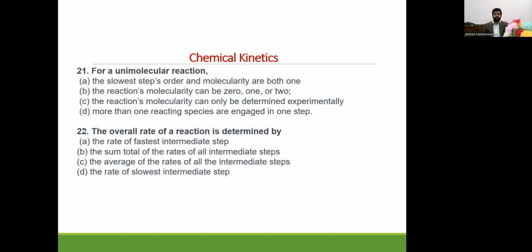Question 22, the overall rate of reaction is determined by: the rate of fast intermediate step, the sum total of the rates of all intermediate steps, the average of the rates of all the intermediate steps, the rate of the slowest intermediate step. So the right option is the last option. The rate of the slowest intermediate step is the overall rate of reaction.